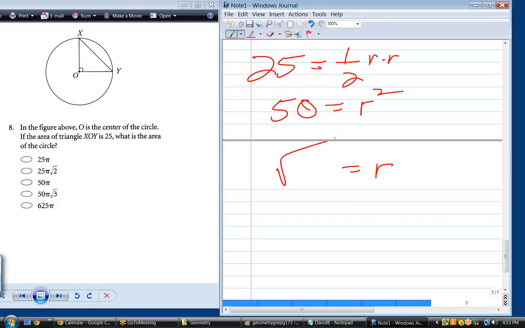Well, let's just start with square root of 50. I don't need to worry about simplifying this, because what's the area of a circle equal to, the general formula? Pi R squared. So all I needed was R squared. So what's the area of the circle? 50 pi. Exactly.